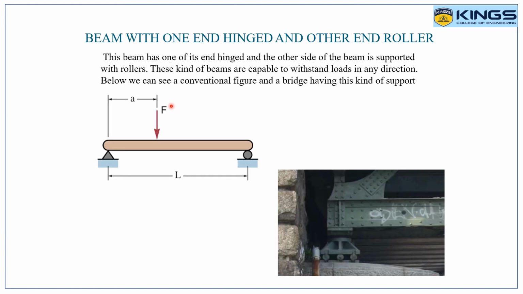Another type is a beam with one end hinged and the other end on a roller support. So this beam has one end hinged and the other side supported with a roller support. These kinds of beams are capable of withstanding loads in any direction. Below we can see a conventional figure and a bridge having this kind of support. So this is a bridge having this kind of support, a beam with one end hinged and the other end on a roller. The main advantage of this beam is its withstanding capacity in any direction.